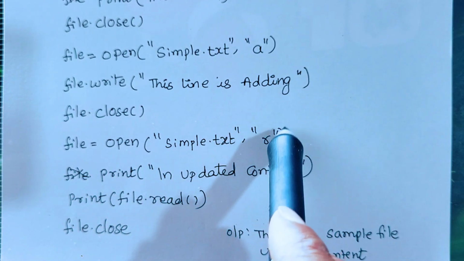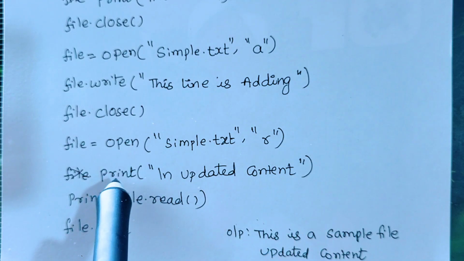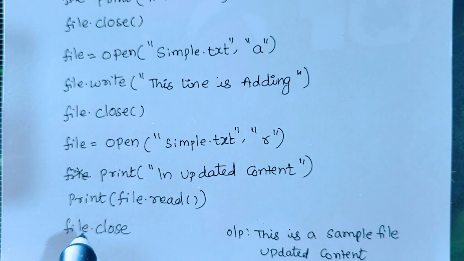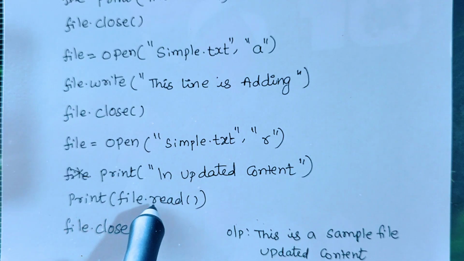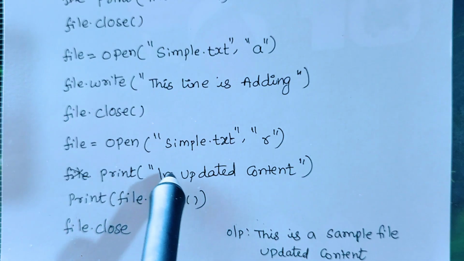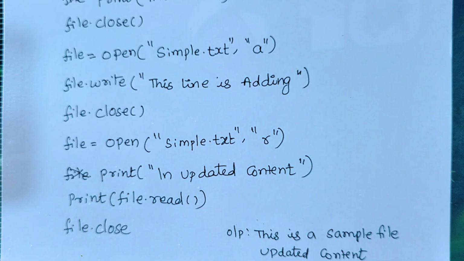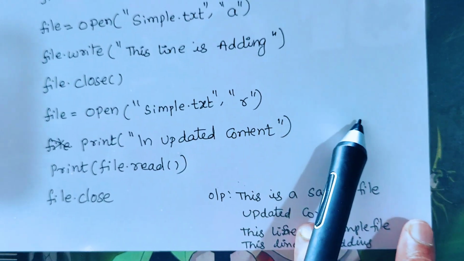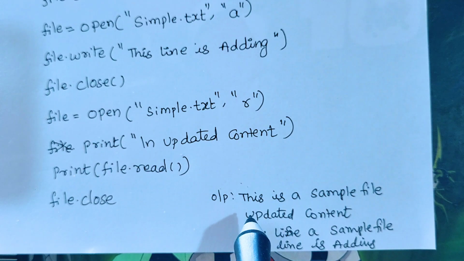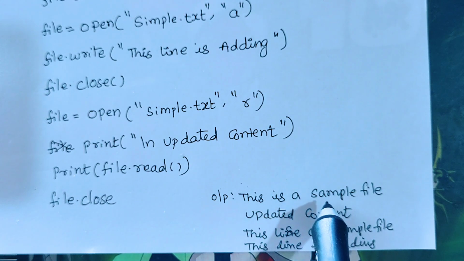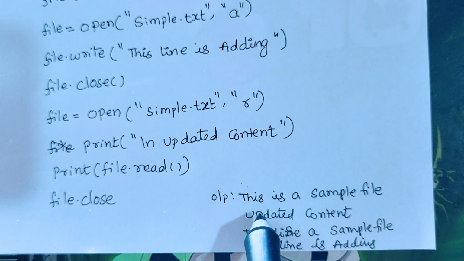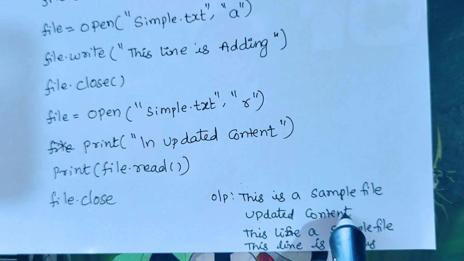Again, you must open the file in read mode. Print updated content, print file.read(). Remember, this read method is used to read the content in the file. file.close. So this is the output of this program. First it displays the file, this is a simple file. Then the updated content will be displayed again, this line, a sample file.